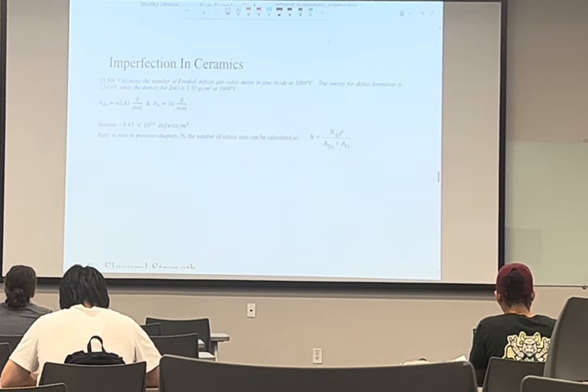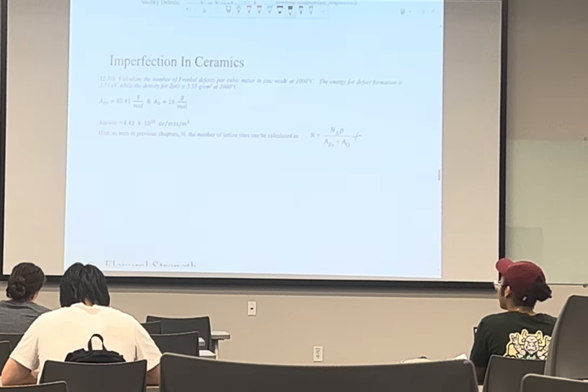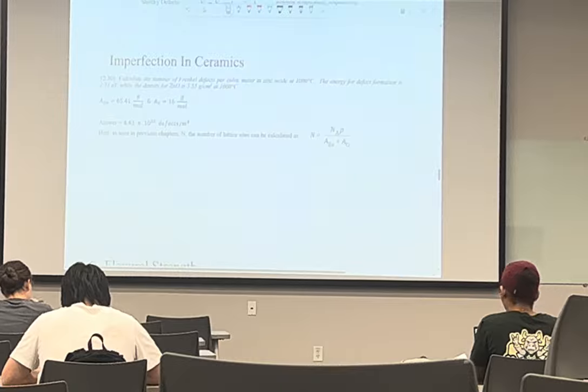So I put a hint for this question because this formula here is, I think, from chapter 4, so it's for midterm 1. But it's just good for review, and we can use it here to find n, and from that we can find the number of defects.